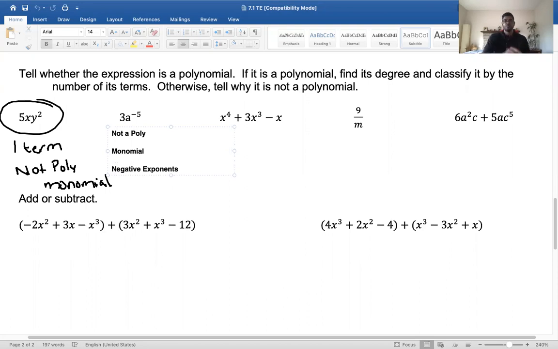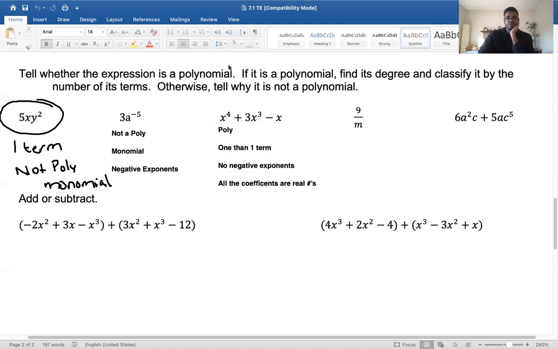Okay. The third one, it is a polynomial. Okay, so we have more than one term. You have no negative exponents. All the coefficients are real numbers. Okay, so the coefficients on these are 1, 3, and -1. So that's good.